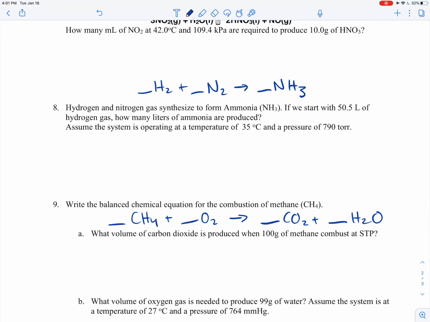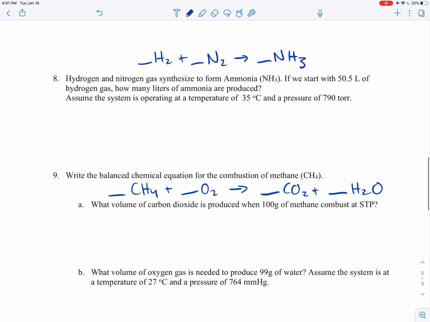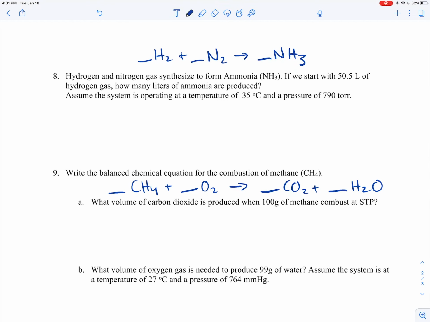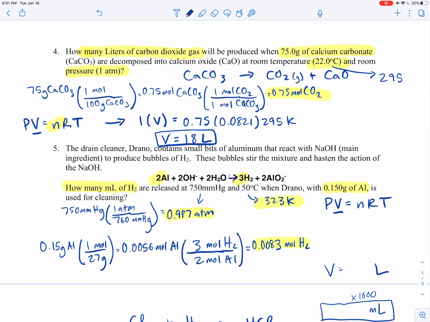All right, so follow my tips. Again, if it's at STP, just use stoichiometry. If it's not at STP, you need to use stoichiometry to get moles of gas, and then that'll allow you to use the ideal gas law, just like number 4 and 5 here, to plug in and solve for the unknown.